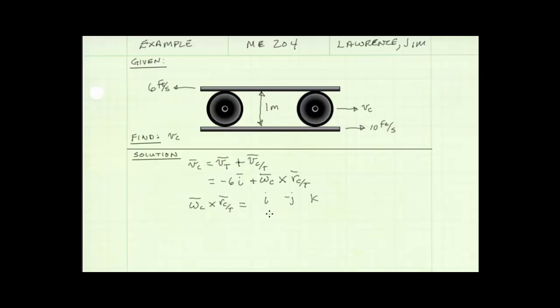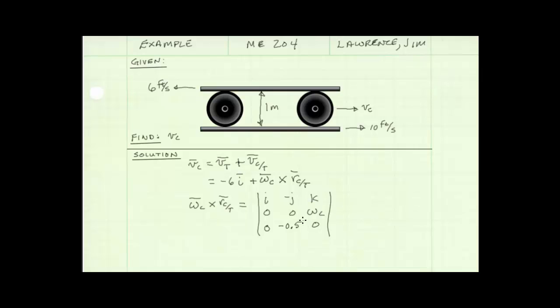In this case, our rotation, we don't know what that is, so we just call that omega c symbolically. Our radius from t to c, or c from the perspective of t, is 0 in the x direction, or the I direction. And since our distance from the top plate to the bottom plate is 1 meter, then our radius is half a meter, so our distance from the top plate to the center is half a meter, and it's downward, so it's negative. So we'll put that in as negative 0.5 and 0.